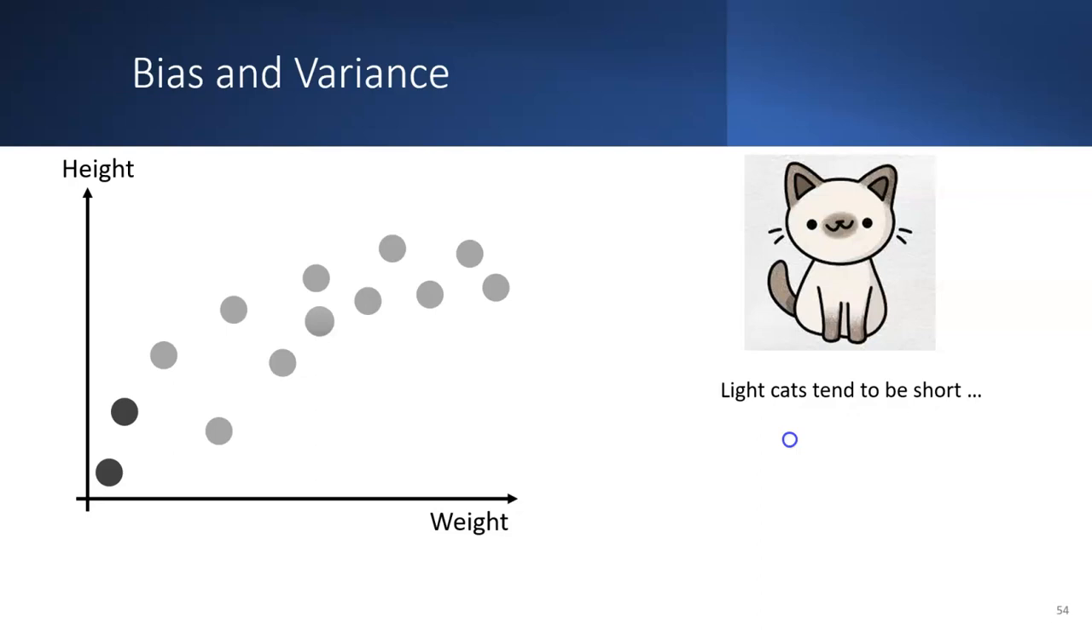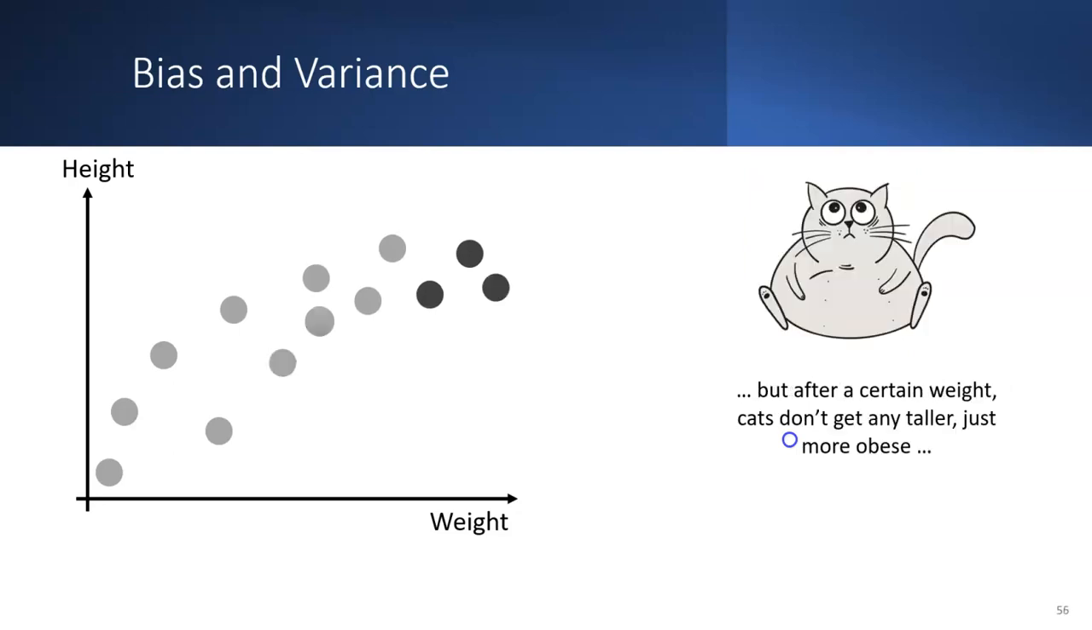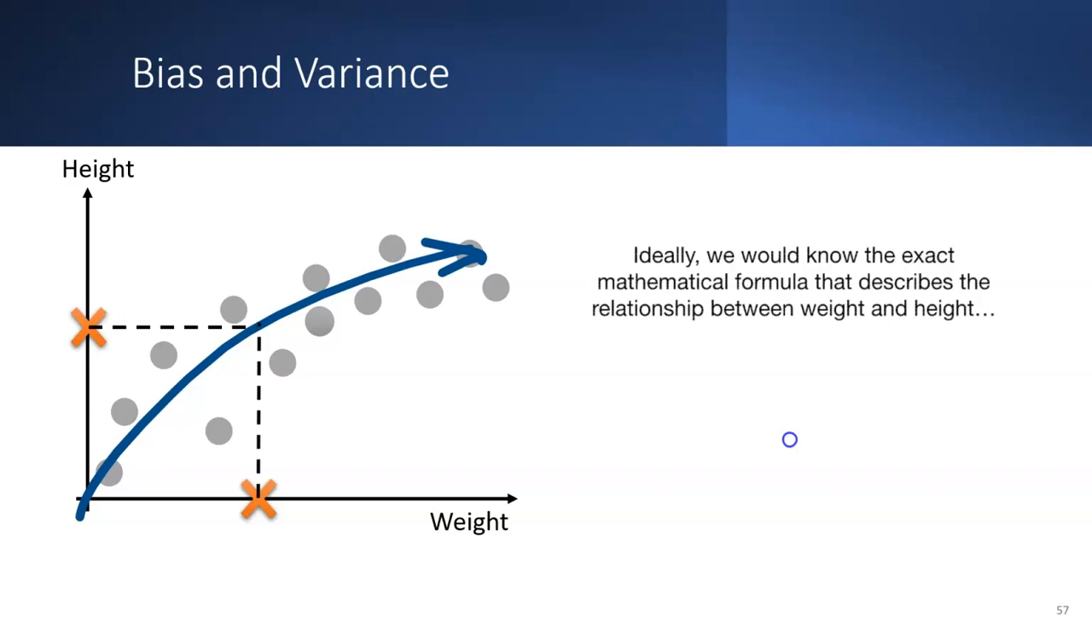Light cats tend to be short, and heavy cats tend to be taller, right? So here we see where the bias is, but after a certain weight, cats don't get any taller, just more obese, right? So here we compute the data according to the cats, and then we will see where the bias is.